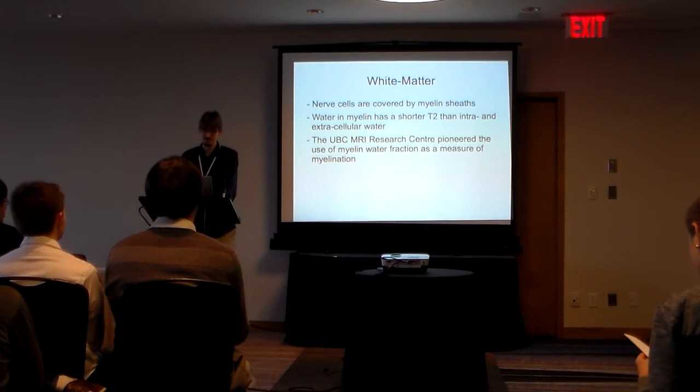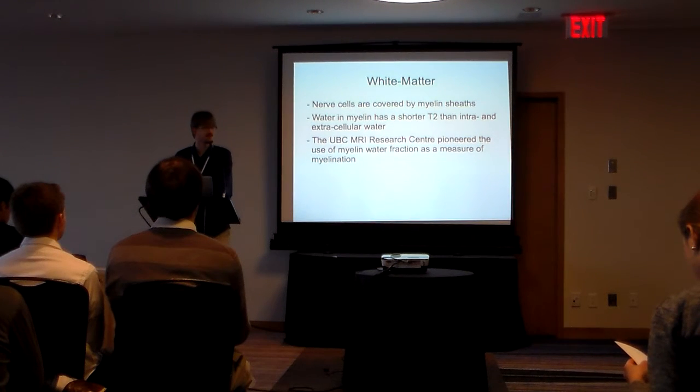So in white matter, the nerve cells are covered in myelin sheaths, and these myelin sheaths contain water. The water in these myelin sheaths has a shortened T2, and so we can tell the difference between myelin water and water from intra and extracellular water by measuring the T2. And I'll show you how we can conduct experiments to measure T2.